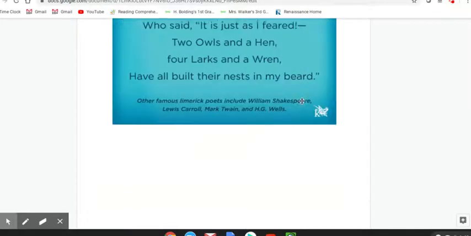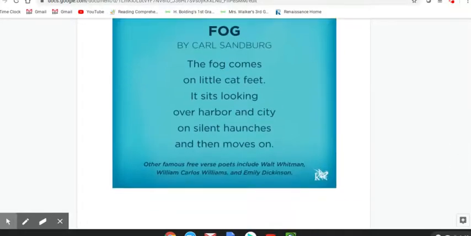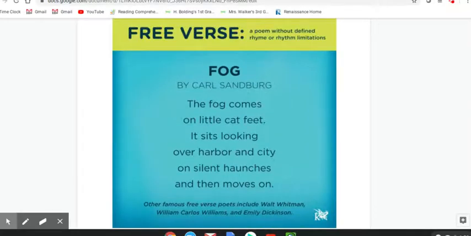Then another one, this is an example of a free verse poem, and it still is kind of telling a story. "The fog comes on little cat feet. It sits looking over harbor and city on silent haunches and then moves on." As you can tell, that one doesn't really have any rhyming words on the end, so it would be considered free verse.